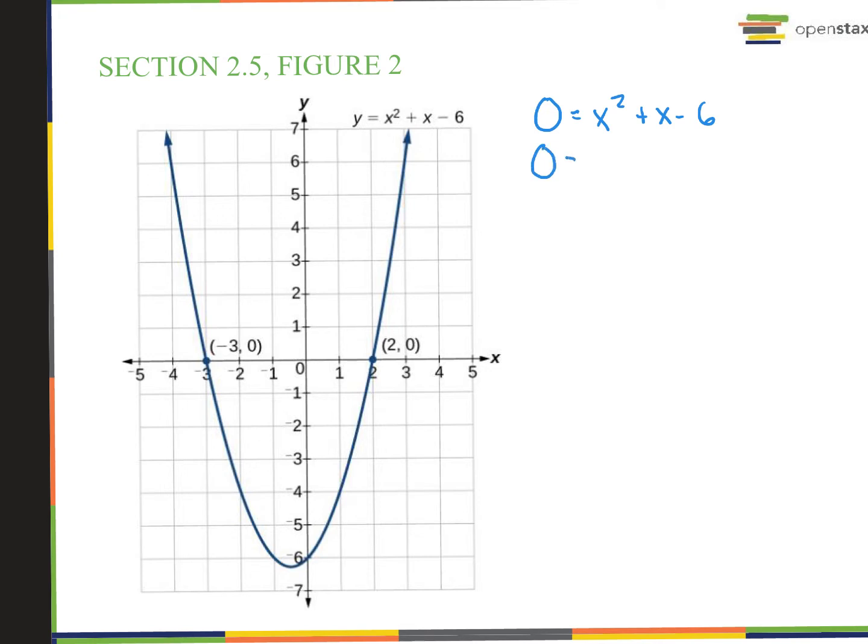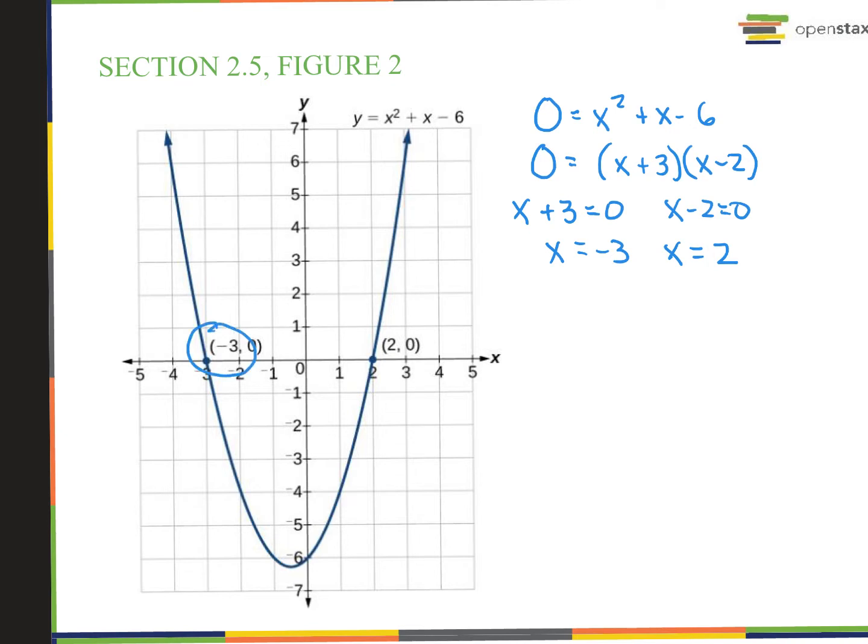Using our factoring skills that we have learned, we'll end up with this. From here we use our zero product property, and we will end up with -3 and 2 as a 0.